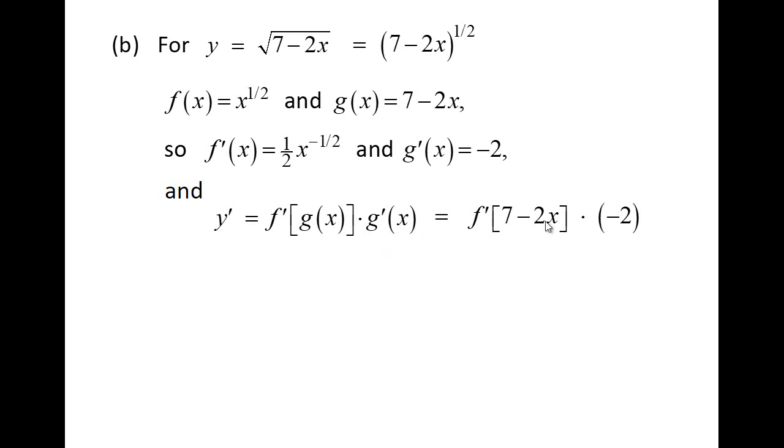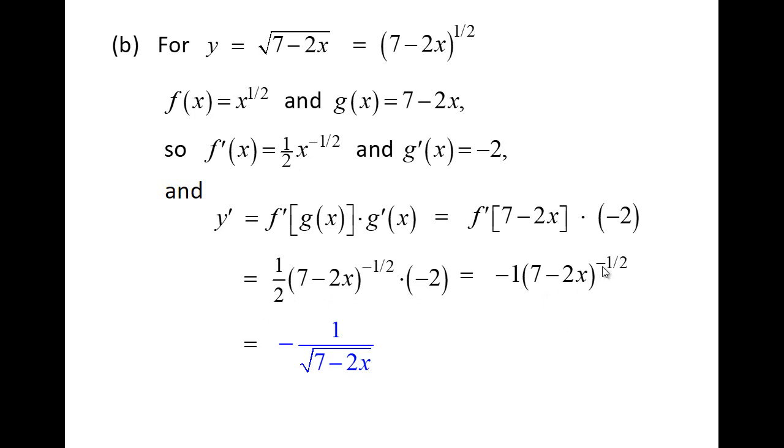Now what is f prime of 7 minus 2x? Well, this is f prime of x, so f prime of 7 minus 2x would be half (7 minus 2x) to the negative half. And after we cancel 2, we get negative (7 minus 2x) to the negative half, which we can rewrite as negative 1 over (7 minus 2x) to the positive half, which is the same as negative 1 over root of 7 minus 2x. So that's the derivative of this given function.